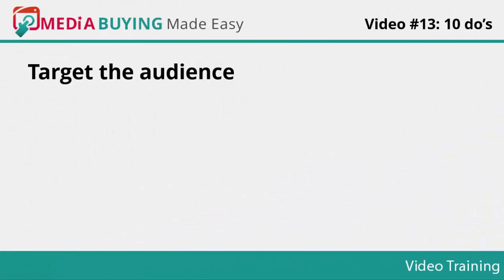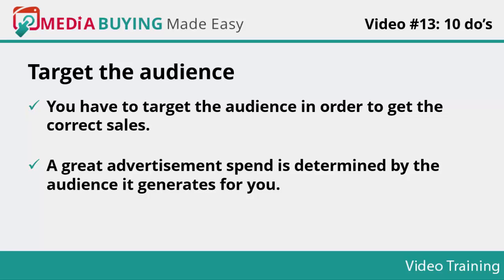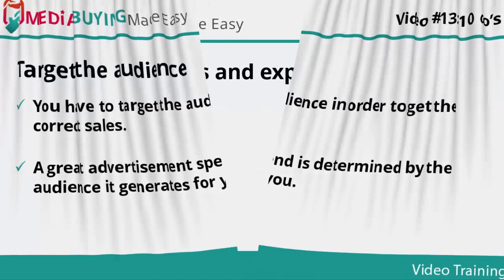Target audience. Audience plays an important role in increasing and decreasing sales. You have to target the audience in order to get the correct sales. Successful targeting is the key to success. From your past experiences and customer feedback, always try to judge what they require and make your advertisement accordingly, so that large numbers of audience gets targeted. A great advertisement spend is determined by the audience it generates for you. Media buying campaigns can only be successful when it draws a huge group in favor of your product. For getting good audiences, you must choose the site which has the highest traffic on it. By doing so, your activities are directed in the right direction.